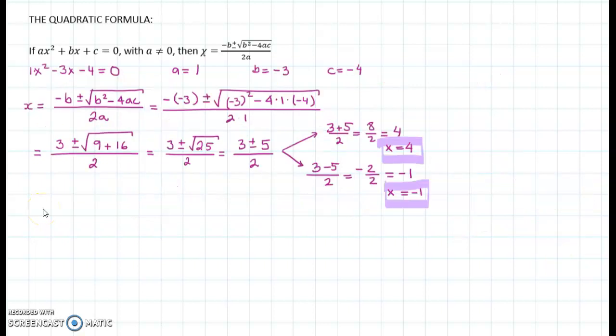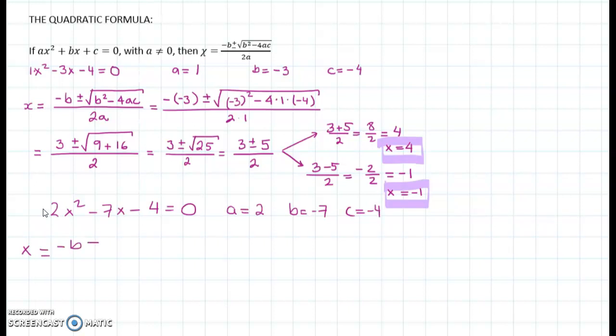For our next example, we are going to look at 2x squared minus 7x minus 4 is equal to 0. We identify the values of a, b, and c. A is 2, b is negative 7, and c is negative 4. Try the formula one more time.